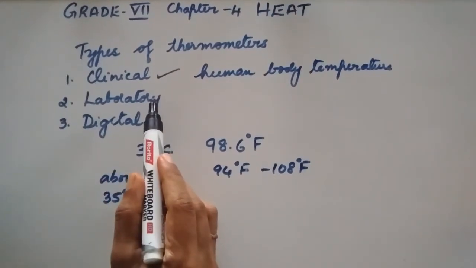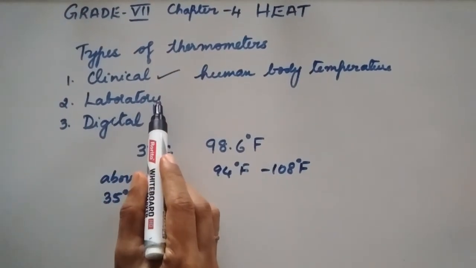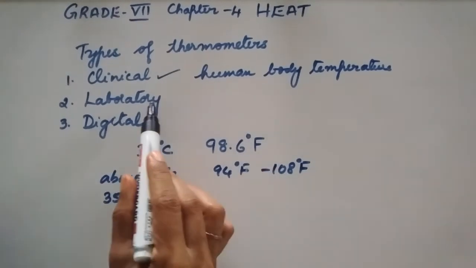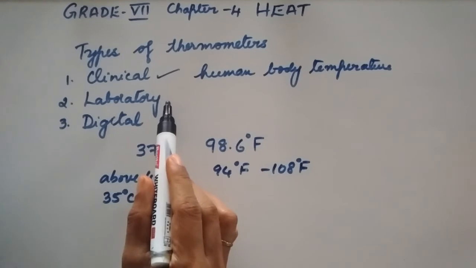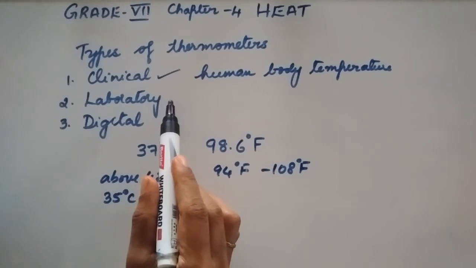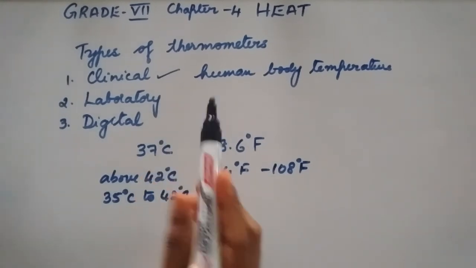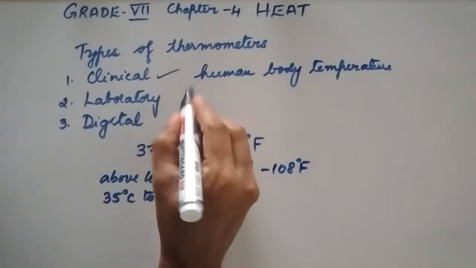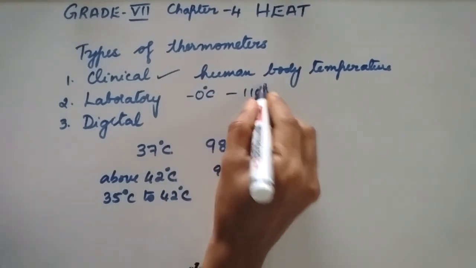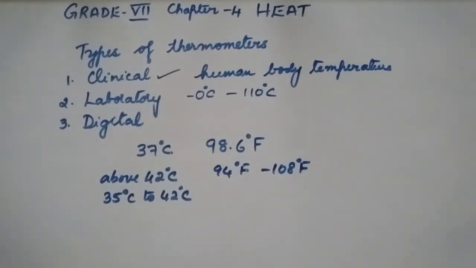And next is the laboratory thermometer. Laboratory thermometers are used in laboratories for performing the experiments. Such thermometers can measure temperatures of hot objects such as boiling water or cold objects such as ice. Laboratory thermometers have a range from -10 degrees Celsius to 110 degrees Celsius.